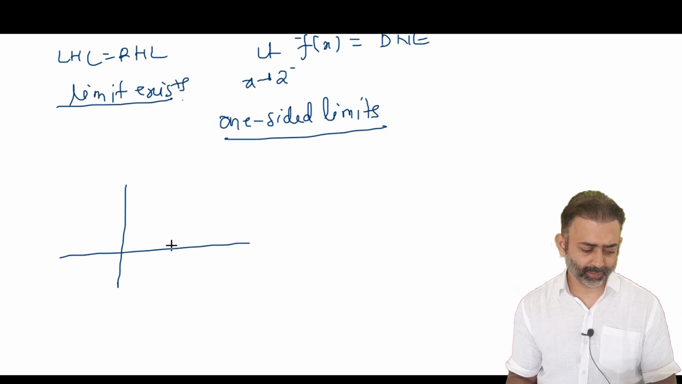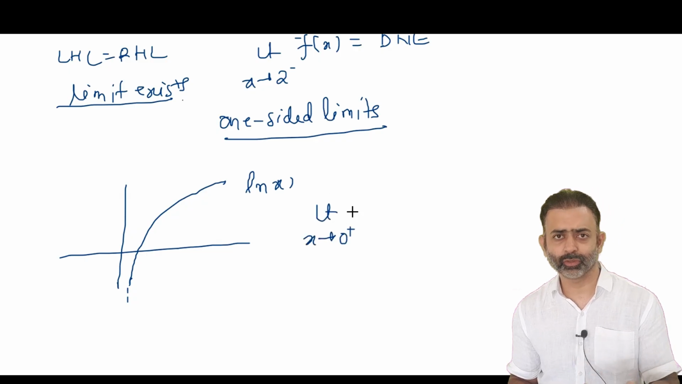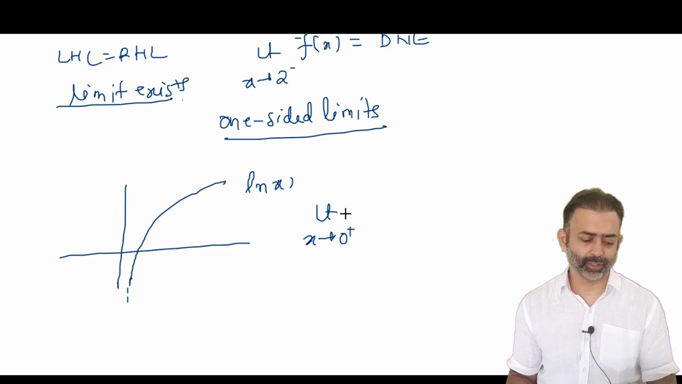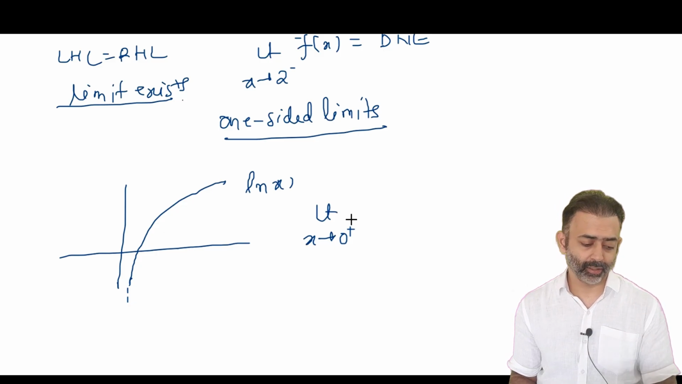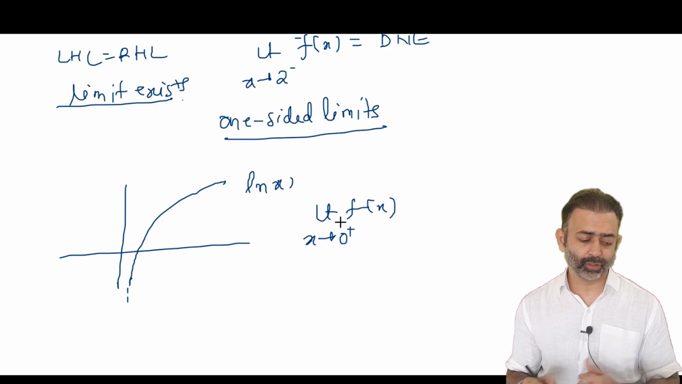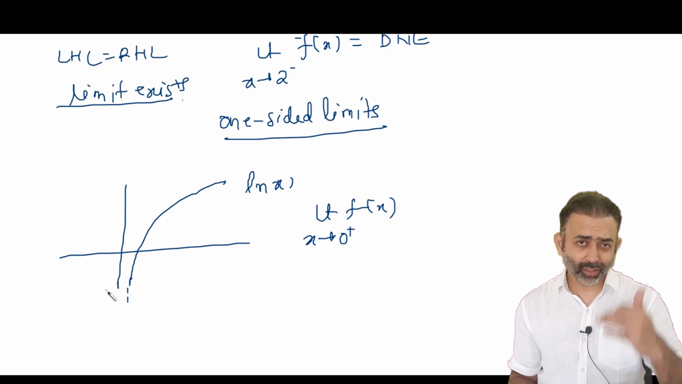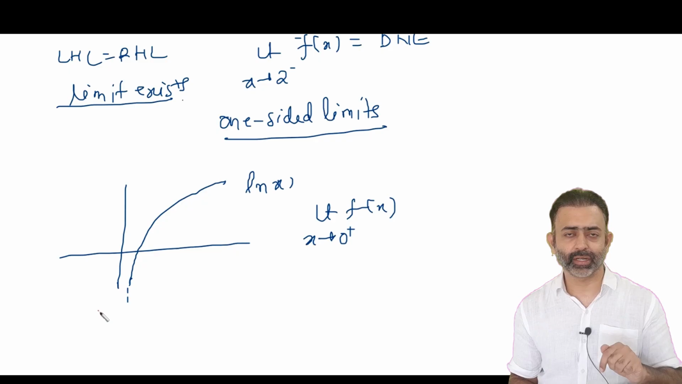if the graph is like this, the graph of log x, and I need to find the limit when x tends to 0 plus, of course, because for x less than 0, log x is not defined. So x should be in the domain, meaning the function has to be defined. Here the limiting value of the function, as you can see from the graph, as I move from the right, is going in the negative direction, towards infinity.